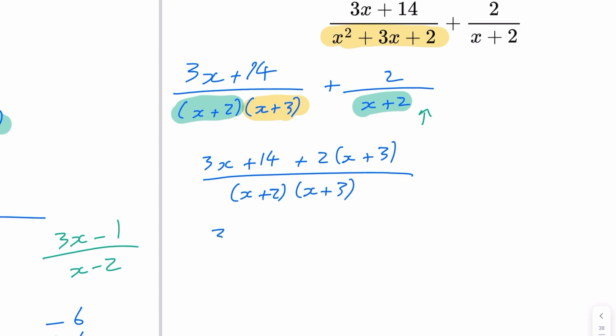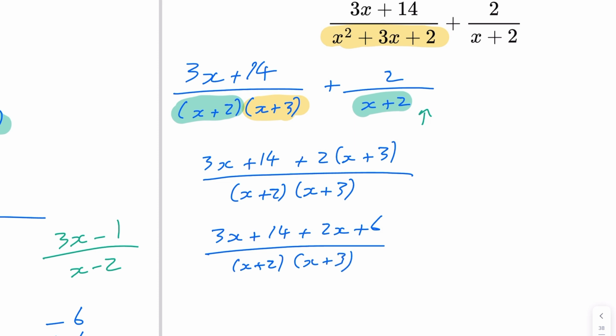If I expand that out, there's no squared terms this time. Awesome. So that's 5x plus 20 all over x plus 2, x plus 3. Oh, I've just realized I made a mistake. That shouldn't be x plus 3 there. That should actually be 1.